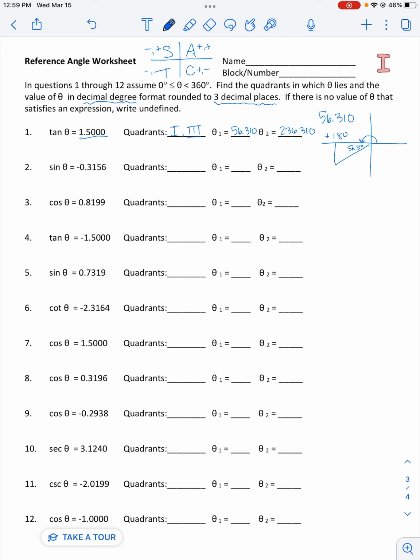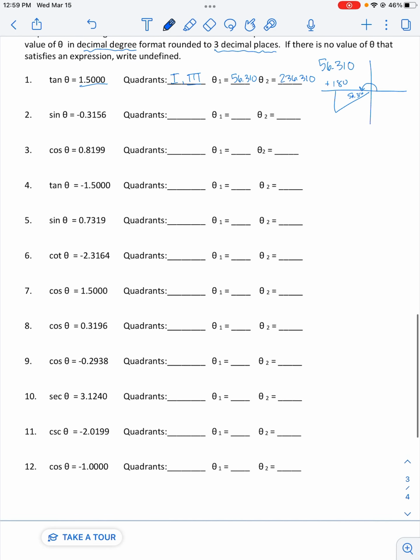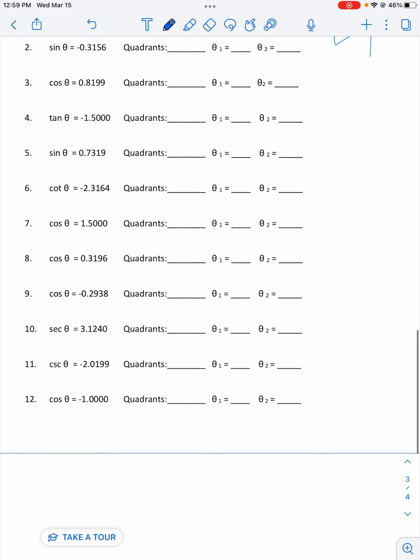236.310 degrees. That is an example that's representative of what you'll see for the next 11 problems in this worksheet.